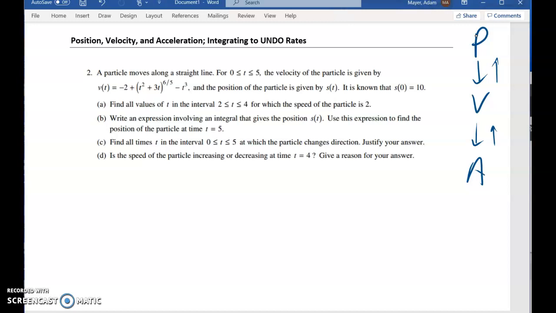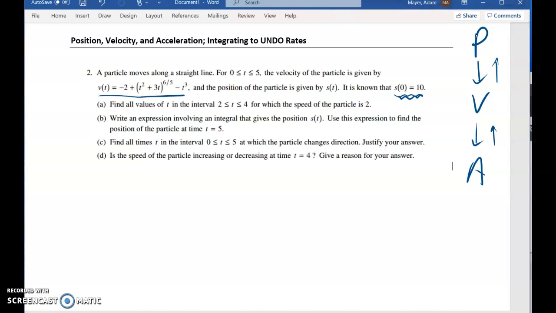Okay, less than a minute. Note we're given velocity of this particle. It's moving along a line for 5 seconds. And we're also given the initial position. So it starts at 10. So wherever it is in any moment is 10, where it begins on a line, plus or minus the net distance it moved over that particular interval.